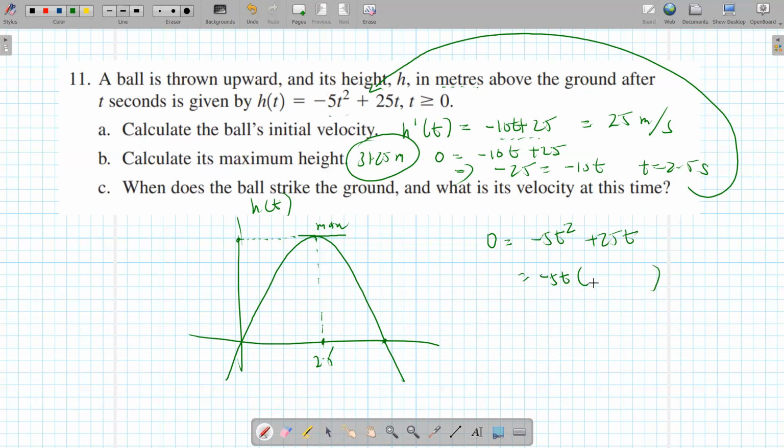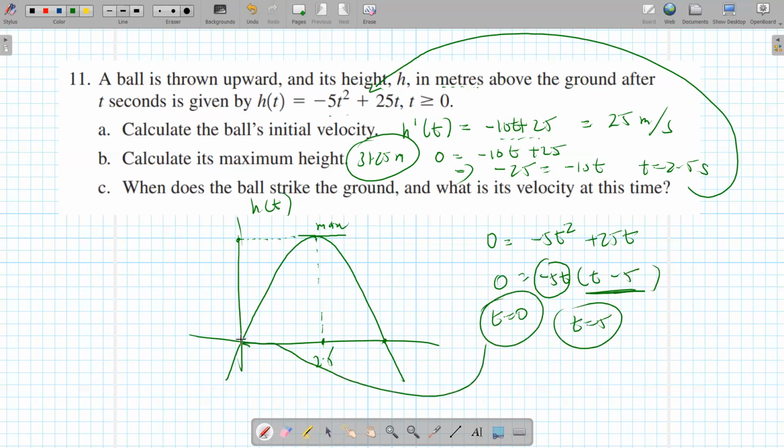I'll give you the first one. The first one's gonna be t. What else? Negative 5. So this means negative 5t is 0, that means t is 0. Or this is 0, that means t is 5. This one, we already knew, because the y-intercept here is 0. So we know it started at the origin. We're not interested in this. We're interested in this. So at 5 seconds, it's going to come back into the ground.